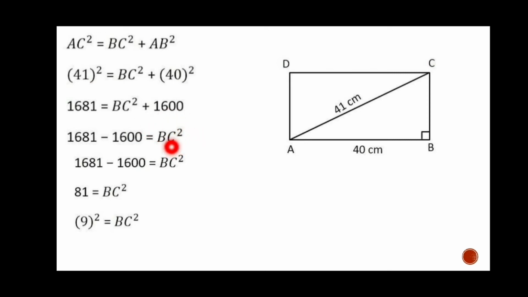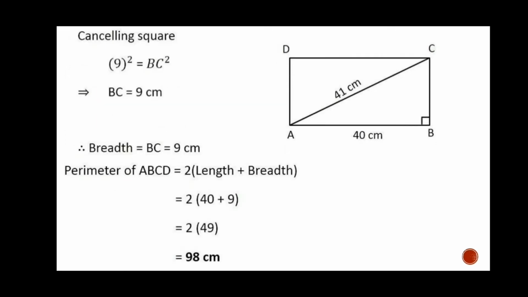Whenever we have to find any term, we need to keep that thing on one side alone and shift all the remaining terms to the other side. So 1681 minus 1600 will be 81, which is equals to BC square. Now as children we know 81 is the square of 9. So we can write it as 9 square is equals to BC square. Now we will cancel the squares on both sides and BC will be 9 centimeter.